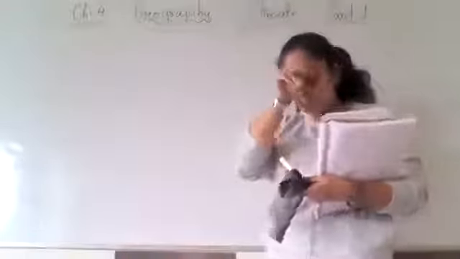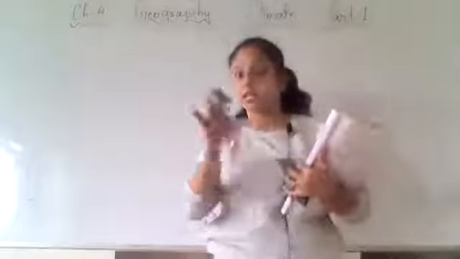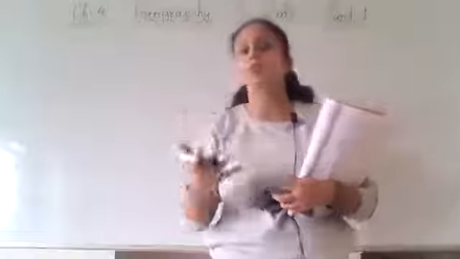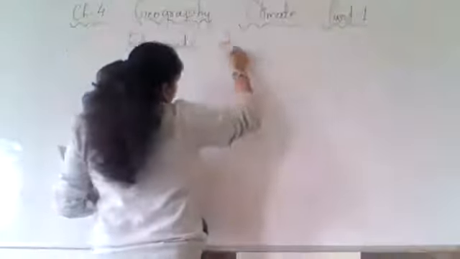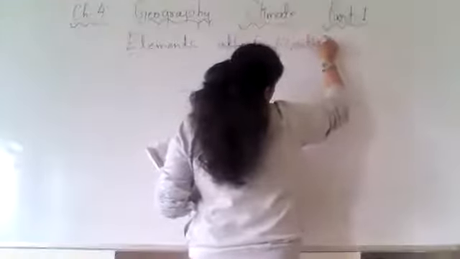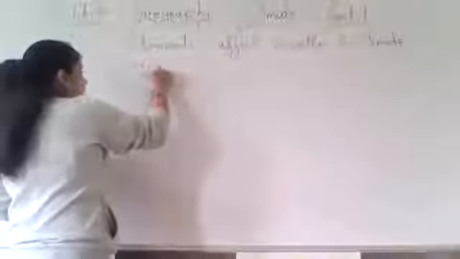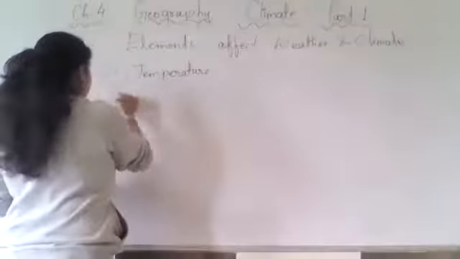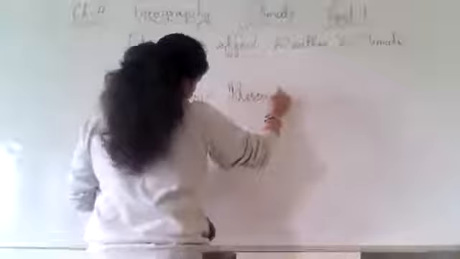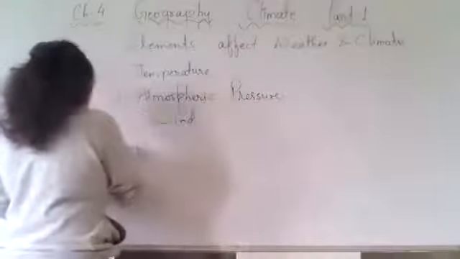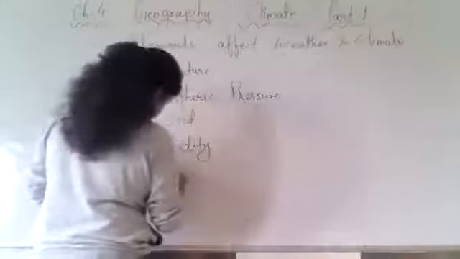Now see, what are the elements which affect the weather and the climate? When we talk about the elements which affect the weather and the climate, they are the same. The same elements affect weather and also affect climate. So the elements are temperature, atmospheric pressure, wind, humidity, and precipitation.